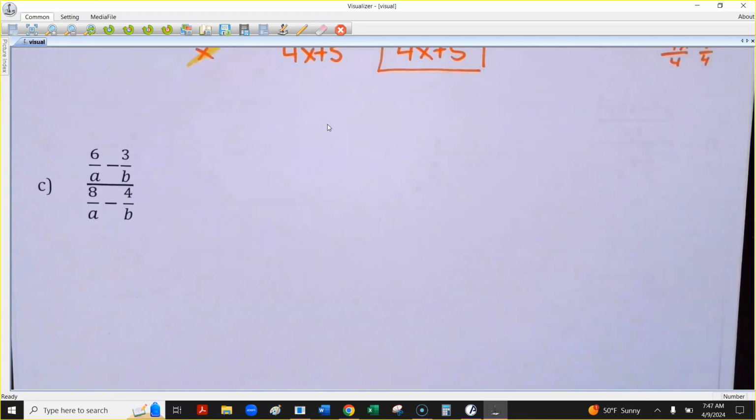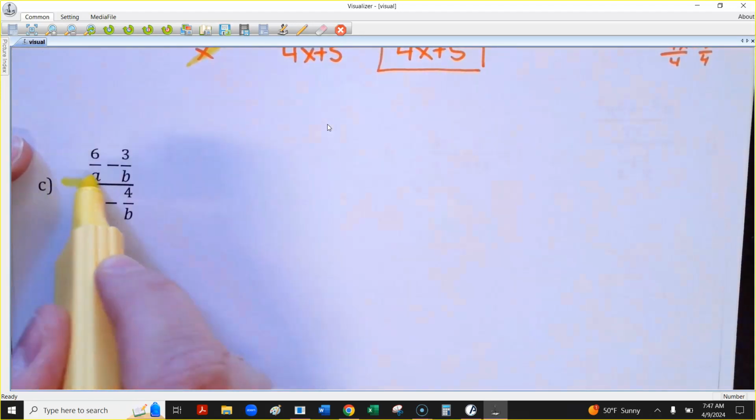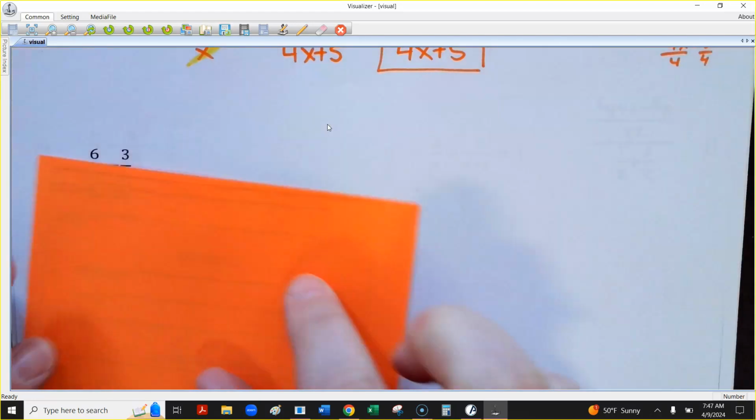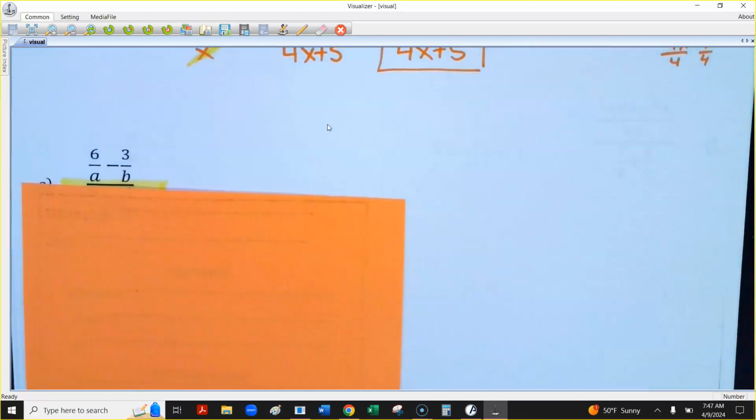All right, now I have another complex fraction, right? Fraction within a fraction, and this one's going to involve some subtraction on the top and bottom. So the top of that, I have 6 over a minus 3 over b. So let me lay this here. We'll just look at that for a second. What would a common denominator between a and b be? It's ab.